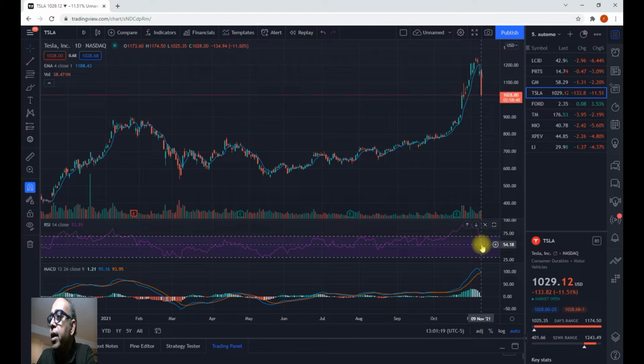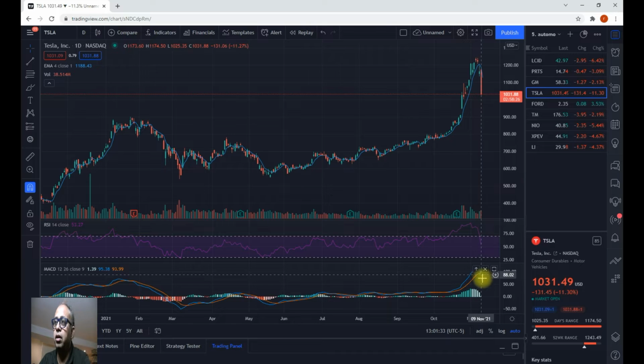And now if you look at the MACD, you see that the moment this blue line crosses the orange line, it means that we are going bearish. So already we are in a bearish phase as far as this stock is concerned. In the short term, not in the long term, but in the short term.